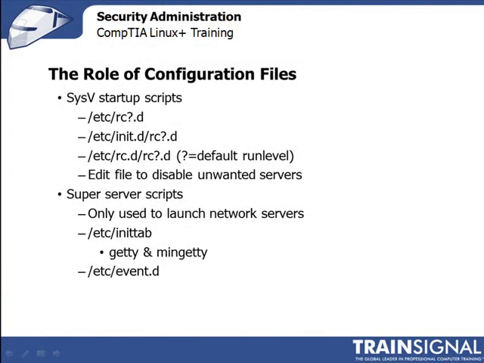As we've learned throughout all our lessons, programs will have configuration files. So in theory, you could spot unwanted servers by taking a look at your configuration files. Now there are two types of scripts that you should be concerned with. The first, as you already know, are SysV startup scripts. And they exist in directories like /etc/rc?.d or /etc/init.d or even /etc/rc.d/rc?.d. And the question mark, again, refers to the default run level. And we've just learned about super server scripts, which, unlike SysV startup scripts, are only used to launch network servers.